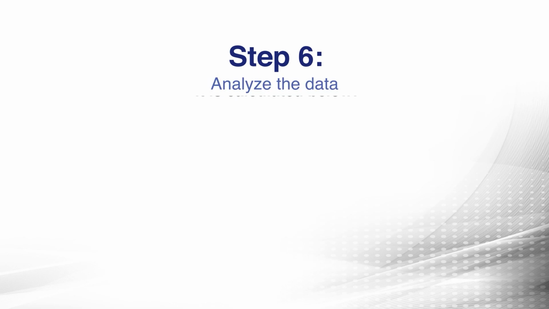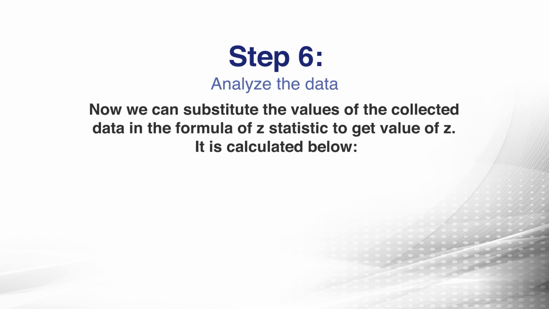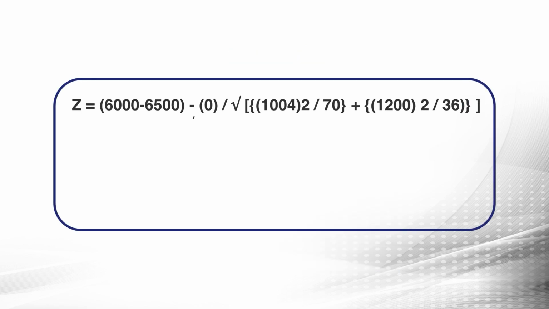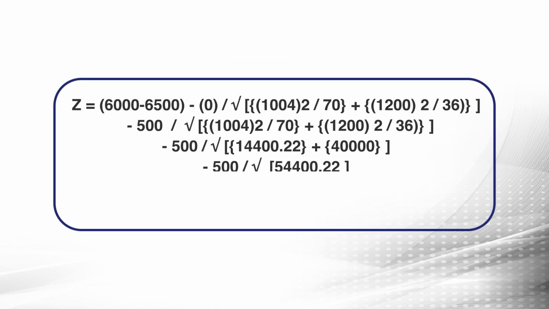Then the next step is to analyze the data. Here we have to put these values in the formula. So we can put x1 bar as 6000, x2 bar as 6500, and the difference mu1 minus mu2 is negligible, so we can replace mu1 minus mu2 with 0. Then we substitute variance S1 square as 1004 square and n1 as 70, S2 square as 1200 and n2 as 36. By putting these values in the formula, we get the value as minus 2.14.